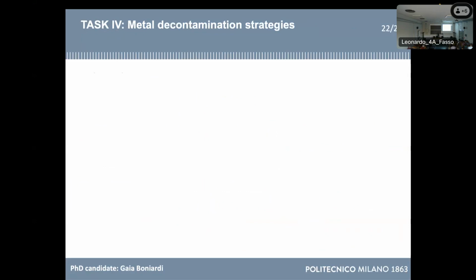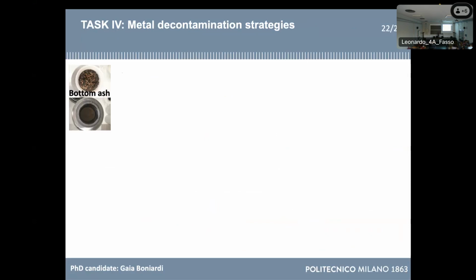Now we can go to the last task: the metal decontamination strategy. To do these experiments, we use the bottom ash from the flat grill technology. Why? Because in that plant, the wastewater collected was both municipal and industrial. So we have a higher contamination of zinc, copper, and chromium.